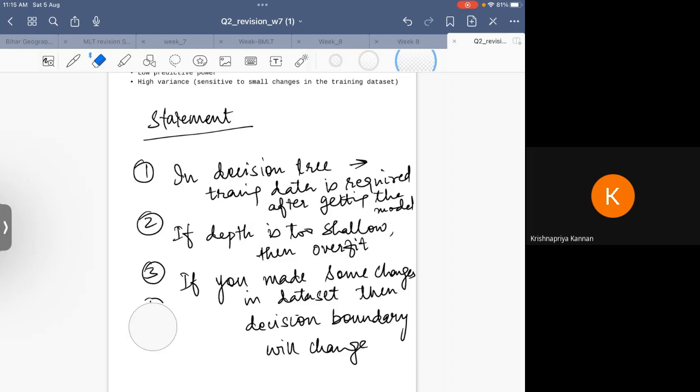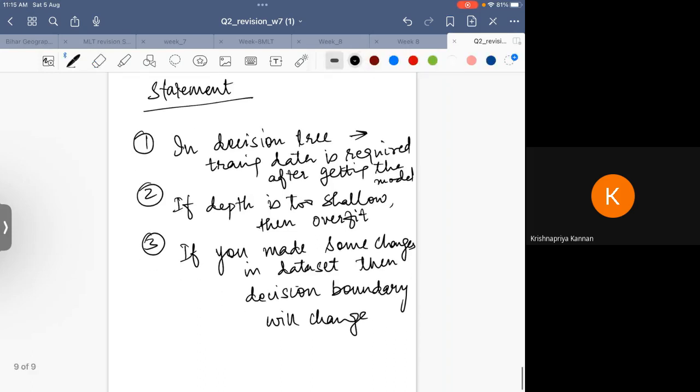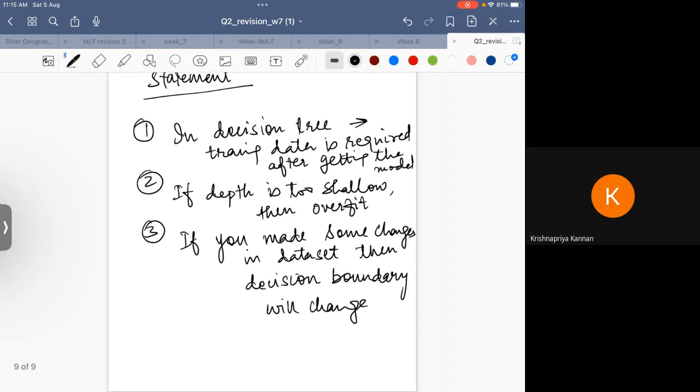Okay, so out of 3 statements, how many of these are correct? The first statement is: in a decision tree, the training data set is required after getting the model. That is incorrect. The second statement is: if the depth of this tree is too shallow, then it will start overfitting. Incorrect, it will underfit. Incorrect or correct? Incorrect.